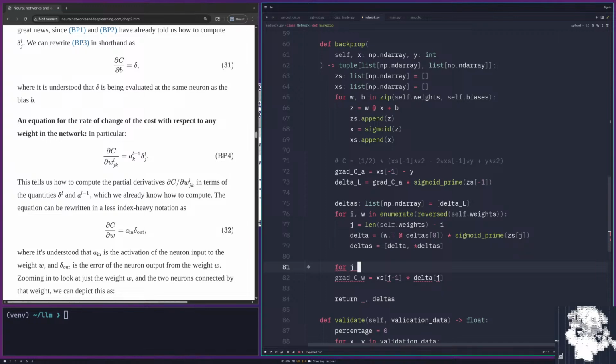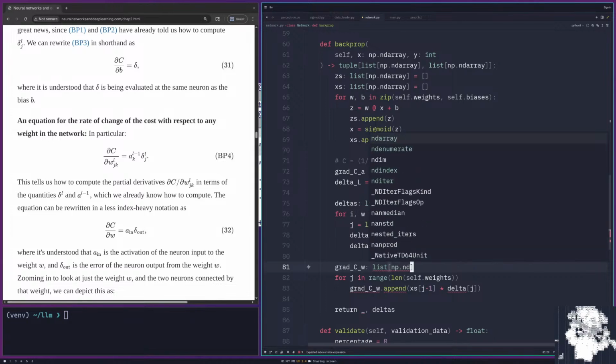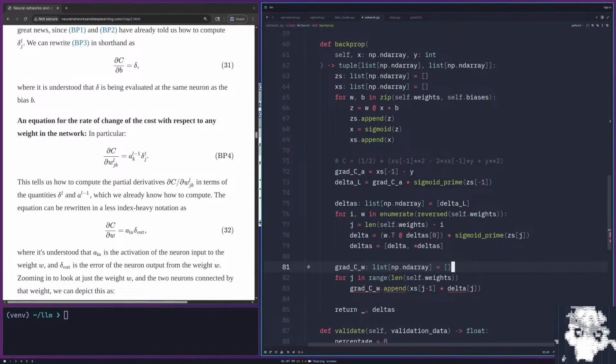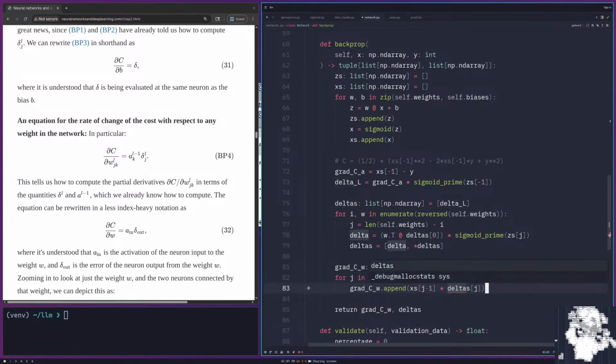So for J in range len of self.weights, we're going to append these. We're going to define this as a list of ndarrays, and that's the other thing we're returning, grad CW. What's wrong with this? Delta. Yes, because I mean deltas.